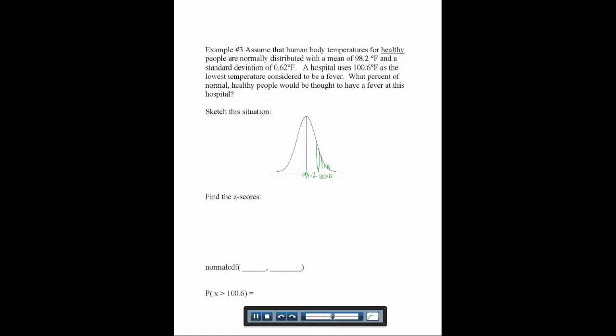So we're going to find the z-score of 100.6. We'll take 100.6 minus the mean of 98.2 over the standard deviation of 0.62. And that gives us 3.87. So since we're going greater than, we're going to go from that z-score, 3.87, up to 1,000.